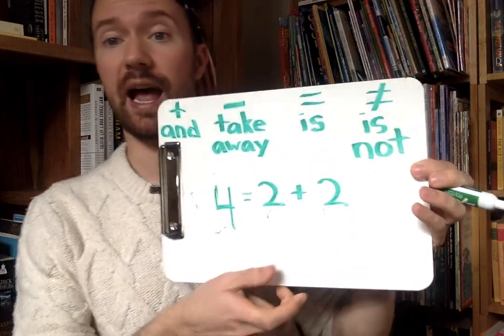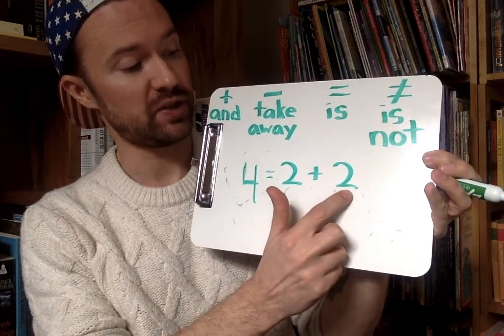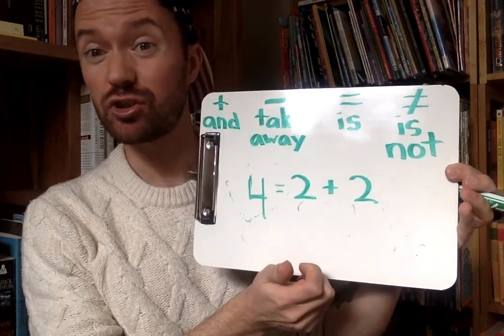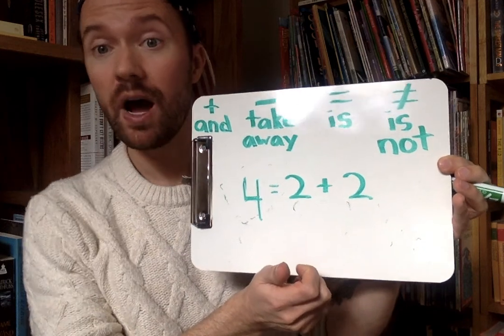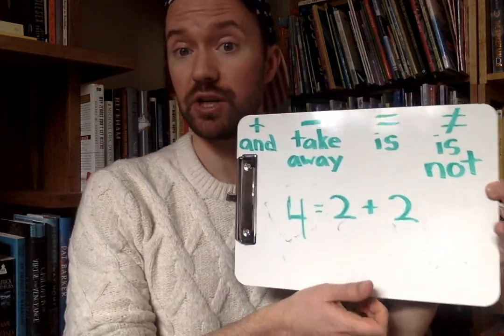Let's read the equation now. Ready, set, read. 4 equals 2 plus 2. I know that that statement is true. So, a couple of different ways that I turned that false equation into a true equation. Let's do one more.